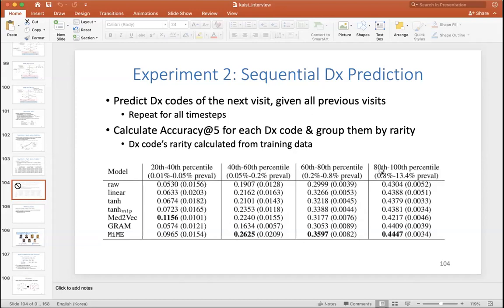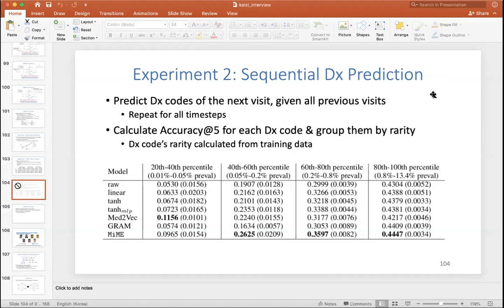And as I said, a patient can be seen as a sequence of visits. So up to the T-th visit, you can gather the data and then try to predict what would happen in the T+1 visit, the next time, right? You can try to predict what kind of diagnosis the patient will have when the patient visits the hospital next time, and then the next time, and then the next time, repeatedly.